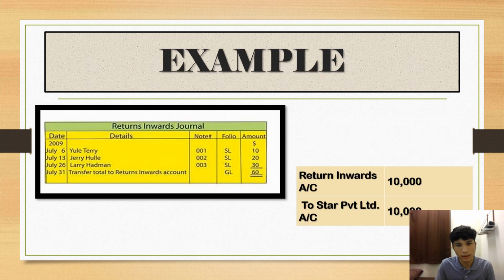So this is an example from the return invoice journal. Return invoice account is 10,000. To Star PVT Ltd account 10,000.